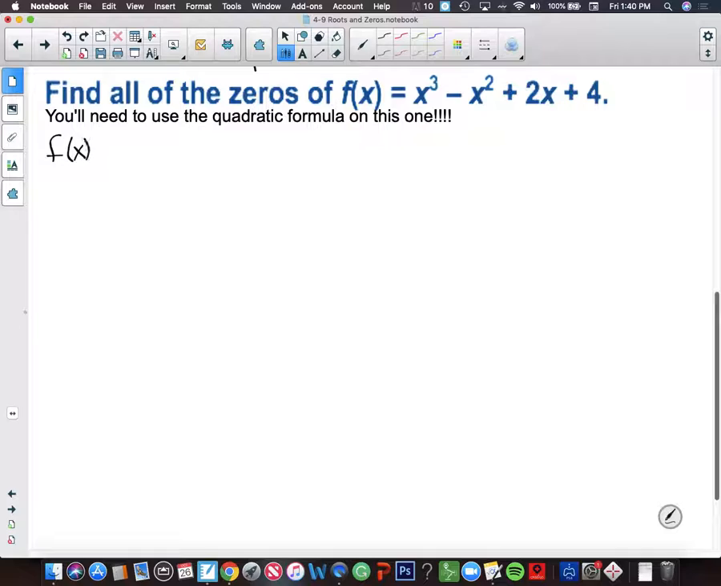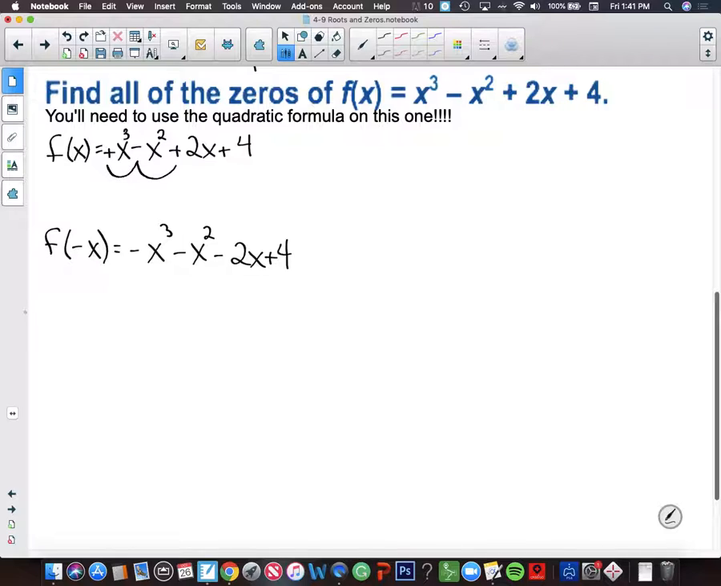So f of x equals x cubed minus x squared plus 2x plus 4. Now we need f of negative x. And remember, you're only going to change the odd exponents, or change the coefficients for odd exponents. So this would be a negative x cubed. That stays a negative, negative 2x plus 4. Okay, that's my negative function. So if I count, got a plus in front, so I count my sign changes. 1, 2, none. So we got 2 or 0. Those are positives.